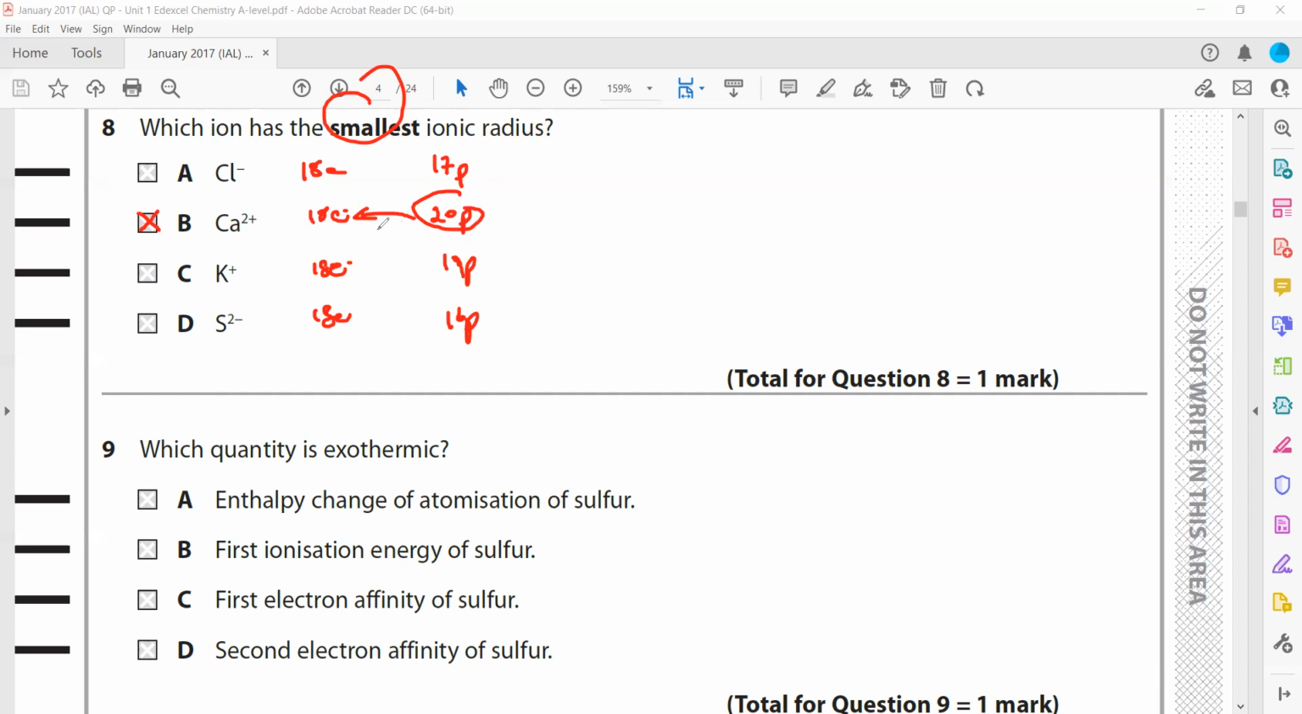And if the same question was there, which is having the largest, then in that case, sulfur will be the answer because 16 protons are pulling 18 electrons, so weaker attraction on each electron. As a result, the size will increase.